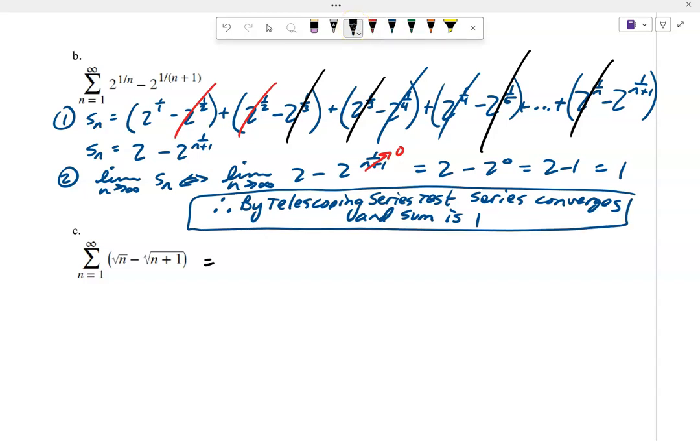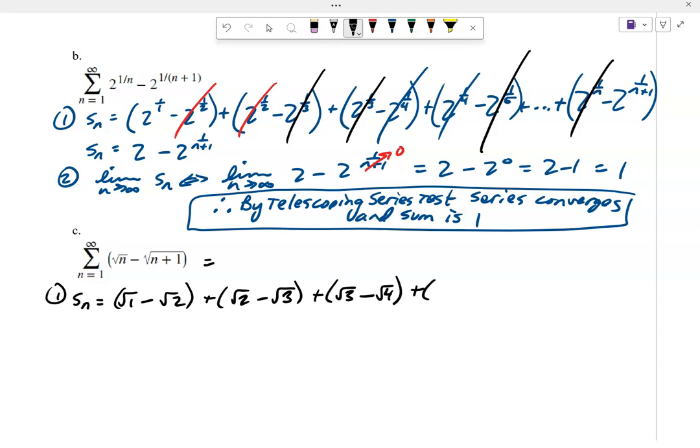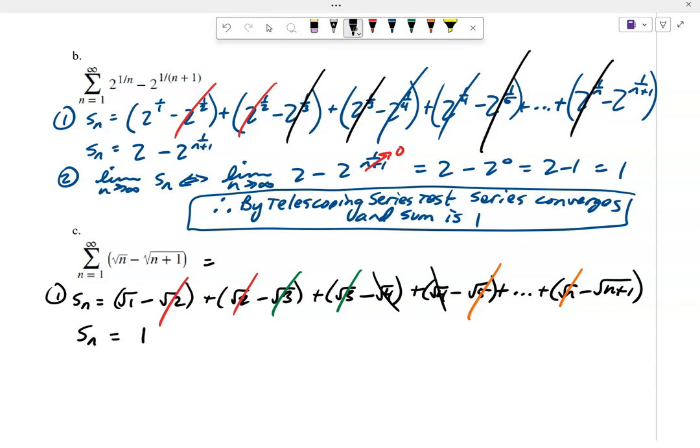This next one we got, there, I'll do it over here. Sum of n terms, we got square root of 1 minus the square root of 2. Square root of 2 minus the square root of 3. Square root of 3 minus square root of 4. And so on. That one cancels with that one. Minus, plus. So we got square root of 1 minus square root of n plus 1.